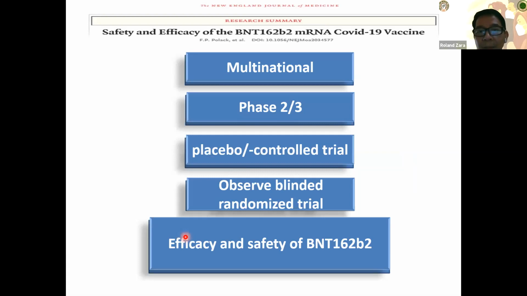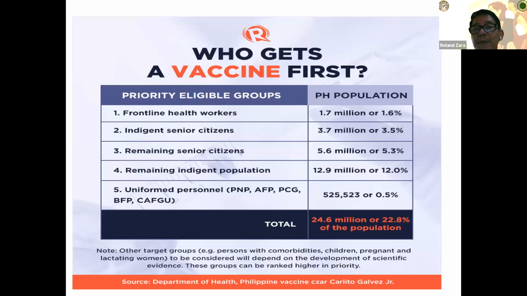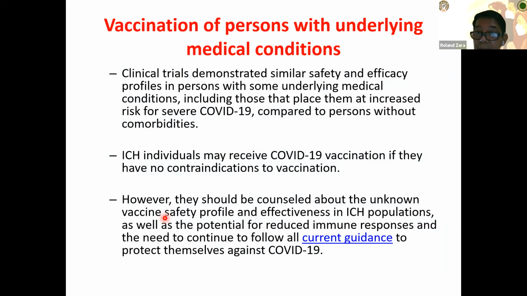Okay, now you have your reading assignment. Who gets the vaccine first? Of course, the frontline healthcare workers, followed by the indigent senior citizens, remaining senior citizens, remaining indigent population, and the uniformed personnel. So this is particularly for mRNA vaccines. This is your reading assignment.